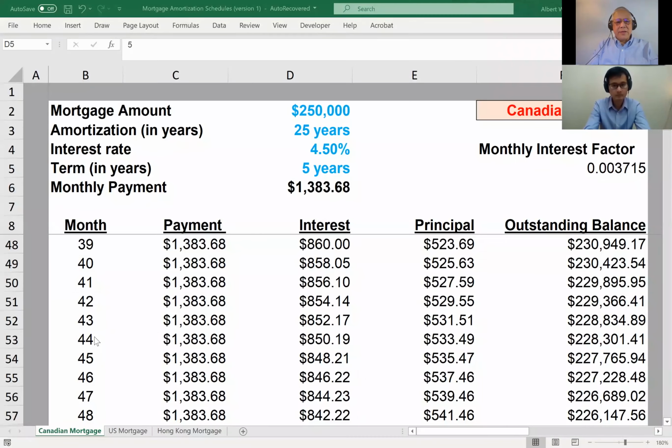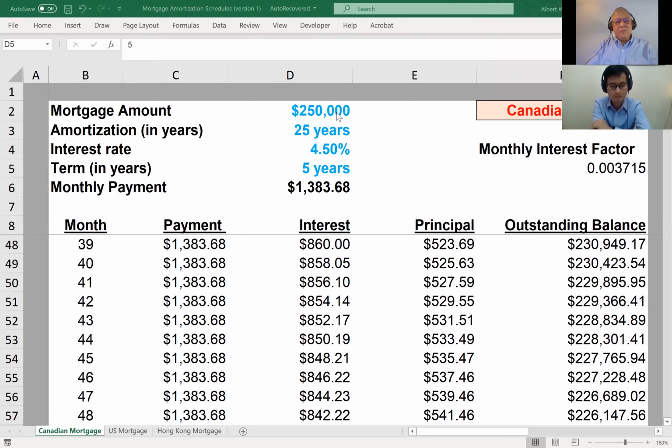Now, as you can see in this worksheet, we actually have three tabs. One is for Canadian mortgage, one is for US mortgage, and one is for mortgage in Hong Kong. Now, there are differences, and we're going to talk about the difference in mortgages in these three major areas. But let's start with the Canadian version, right?